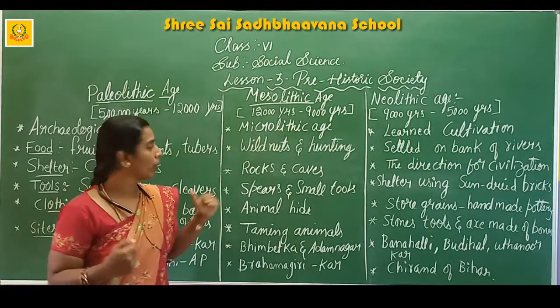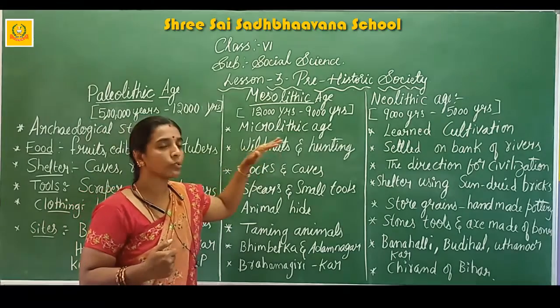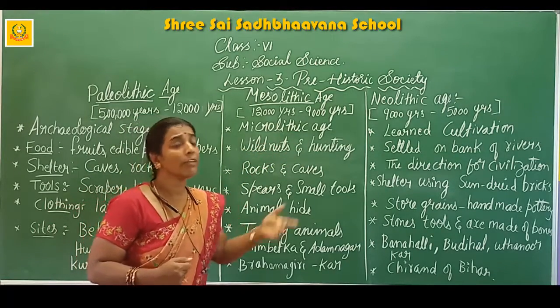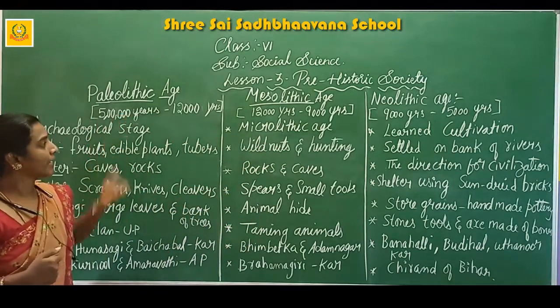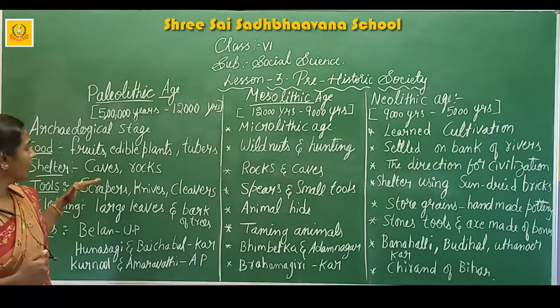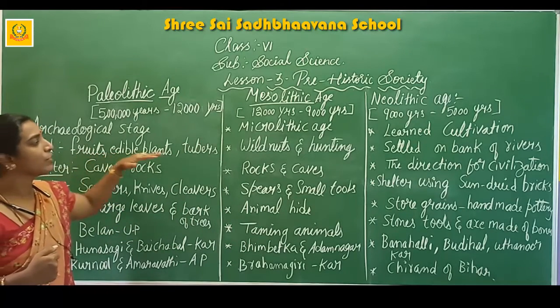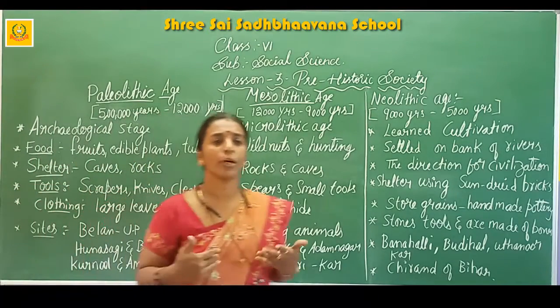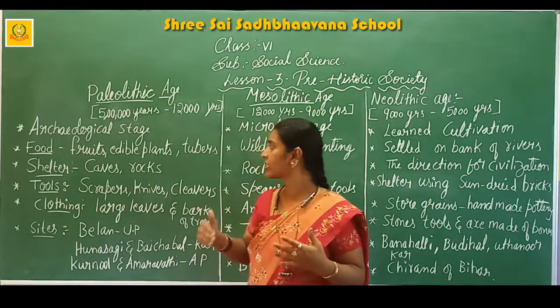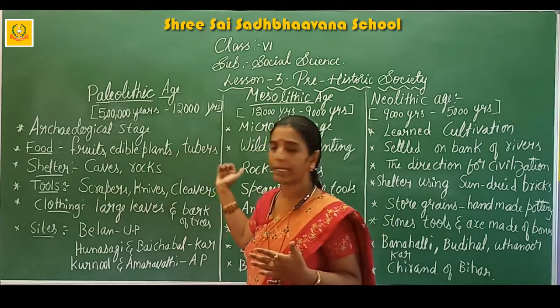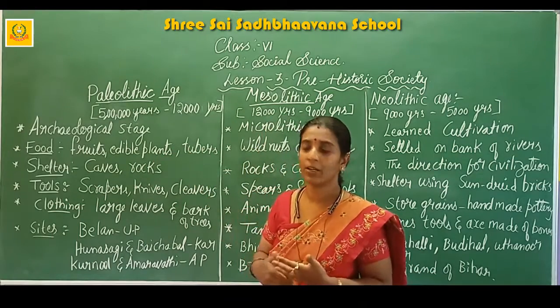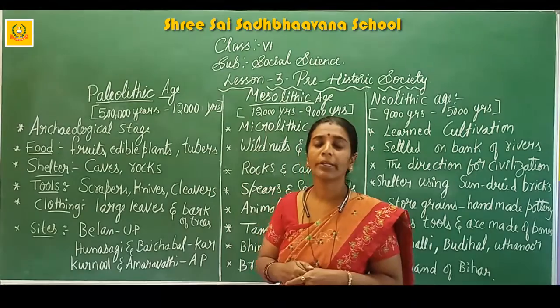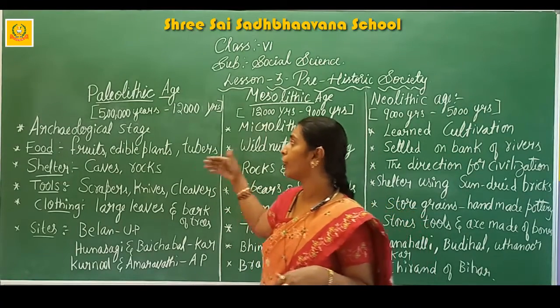Children, they were on wild nuts and also they started to hunt. See, when we come back to the Paleolithic Age, children, they were using fruits, edible plants, and tubers. At the ending of the Paleolithic Age, they got a shortage of edible fruits because fruits are all seasonal, so they were not getting proper food.